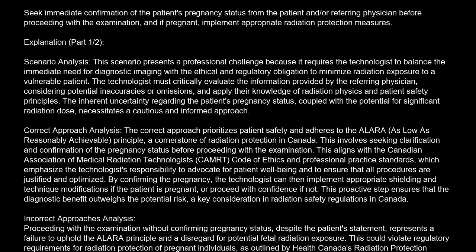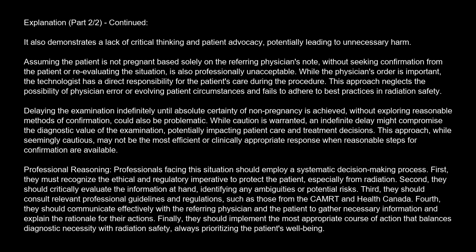uphold the ALARA principle and a disregard for potential fetal radiation exposure. This could violate regulatory requirements for radiation protection of pregnant individuals, as outlined by Health Canada's Radiation Protection Bureau guidelines. It also demonstrates a lack of critical thinking and patient advocacy, potentially leading to unnecessary harm.